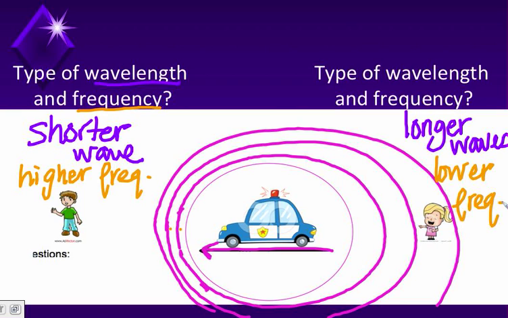Right? As the object moves towards me, my wavelengths compress, giving me the higher note. As they move past, I now am hearing the sound waves differently because they've stretched out, become further apart as the object has moved past me.